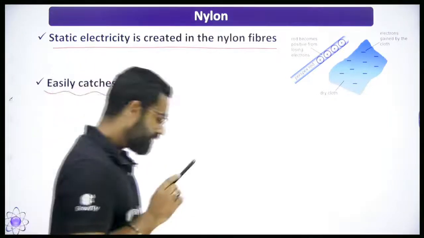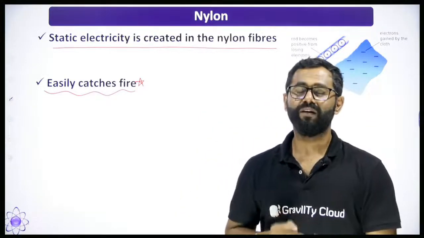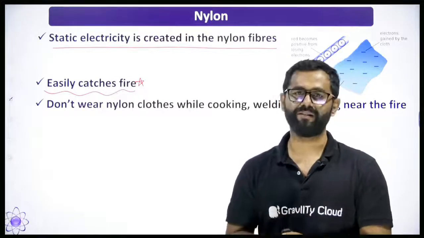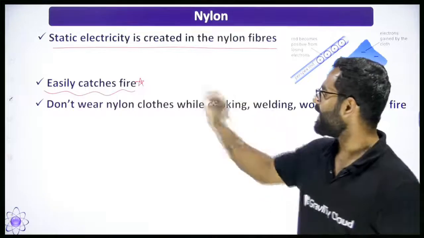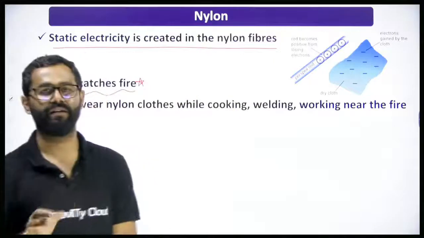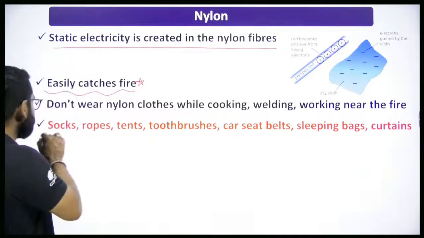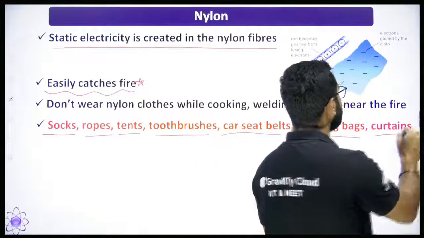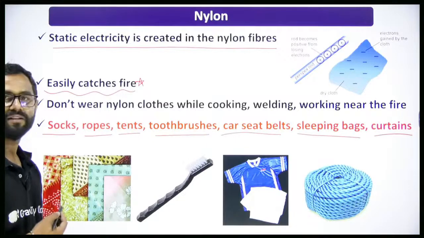This is important to understand, that all the clothes or all the articles of nylon can easily catch fire. That's why whenever you go to any party, to the kitchen, or any other place, avoid closeness to fire, because nylon can easily catch fire. Nylon clothes, nylon curtains, anything can easily catch fire. Simple. Also, nylon is used to make socks, ropes, tents, toothbrushes, car seat belts, sleeping bags, curtains, all these different articles.